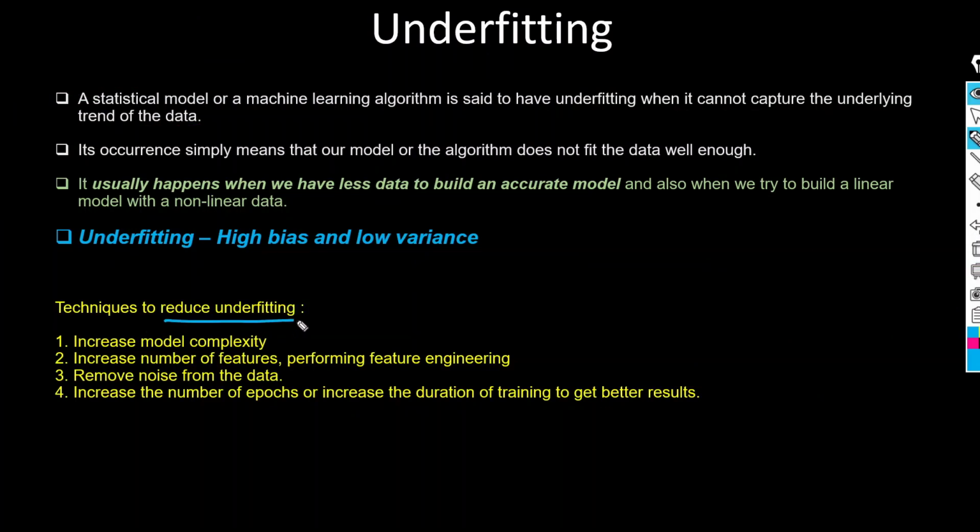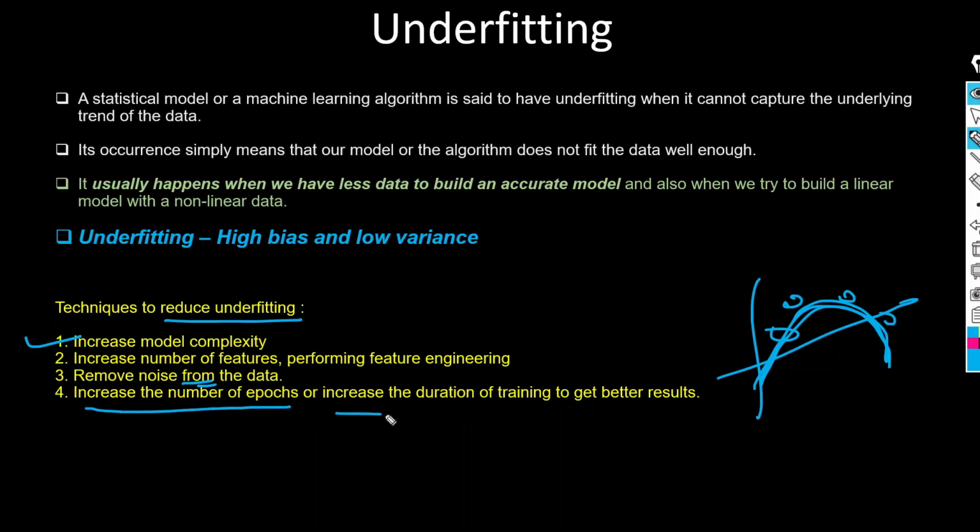How can we reduce underfitting? We can increase the model complexity. It means here we use linear regression, and we can use polynomial regression, right? We can increase the number of features or perform feature engineering. We can also increase the input variables and remove the noise from the data, right? There might be some noise, so we can remove it with the help of feature engineering. Or increase the number of epochs or the duration of the training.